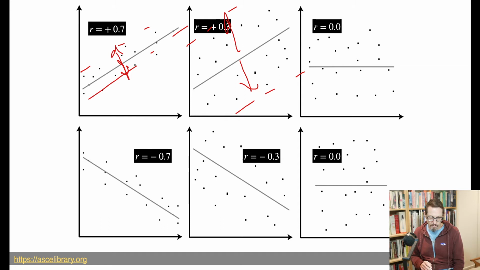And these are the negative correlations. The same deal: the numeric value indicates the spread. Negative 0.7 and 0.7 really have the same narrow band. It's just whether it's a positive slope or a negative slope. And 0.3 and minus 0.3, they're both pretty spread out around that line. It's just positive slope, negative slope.